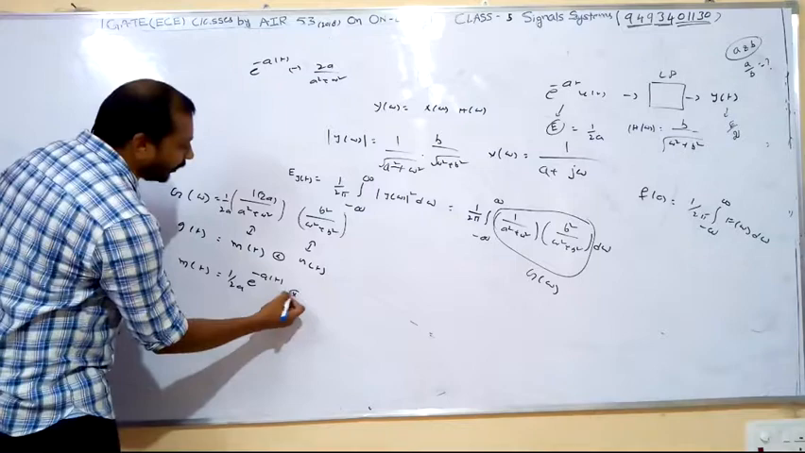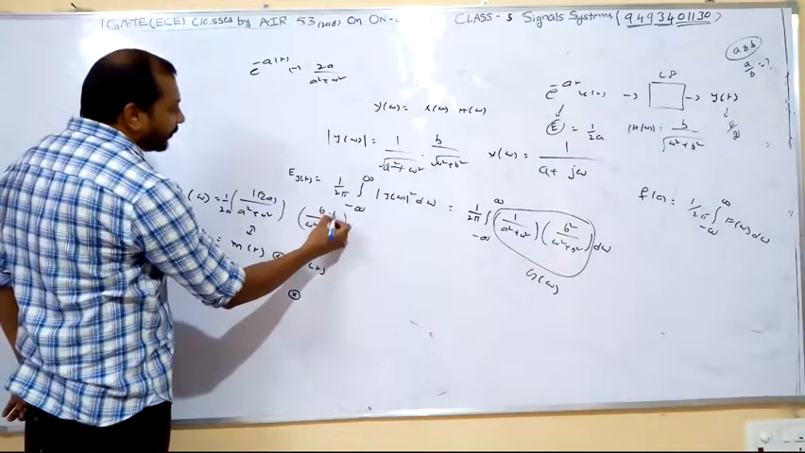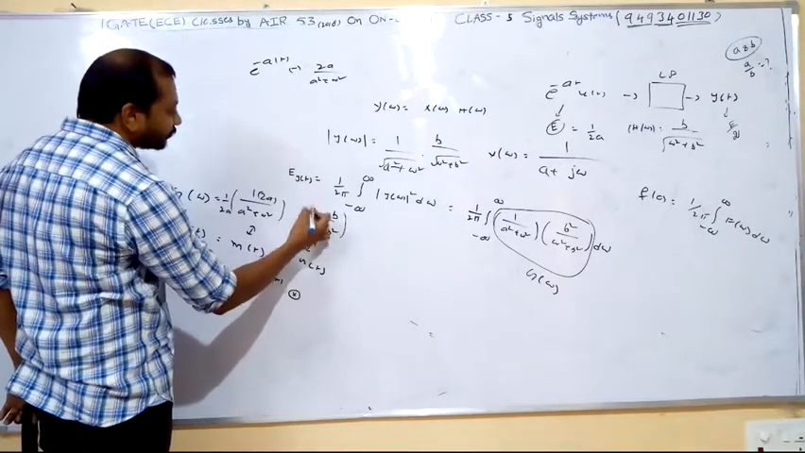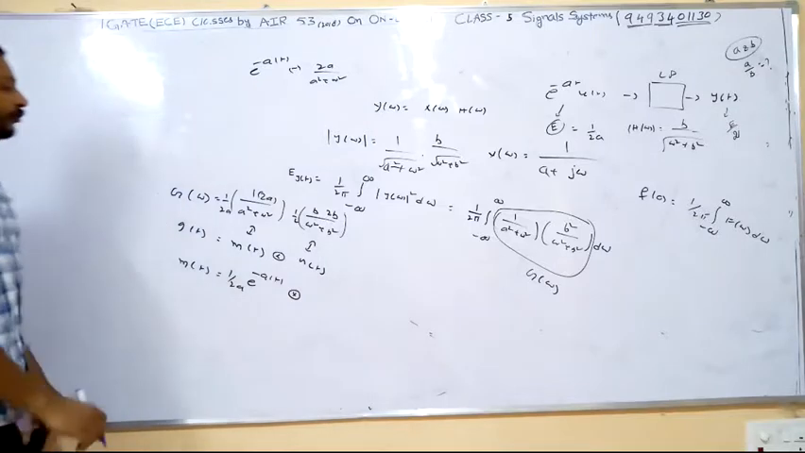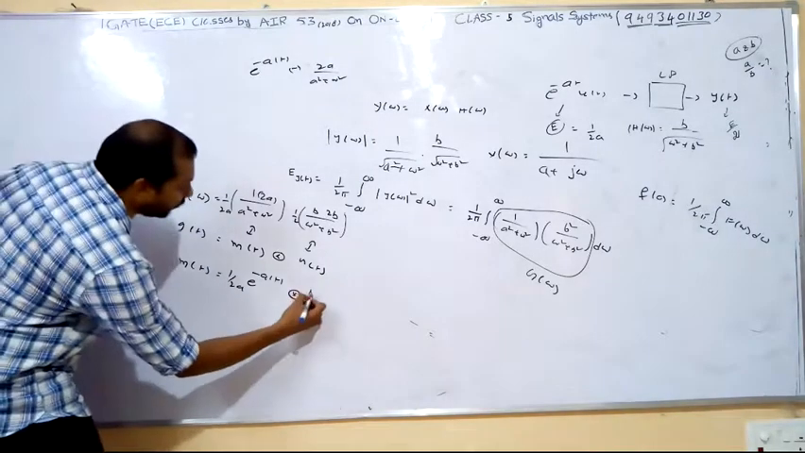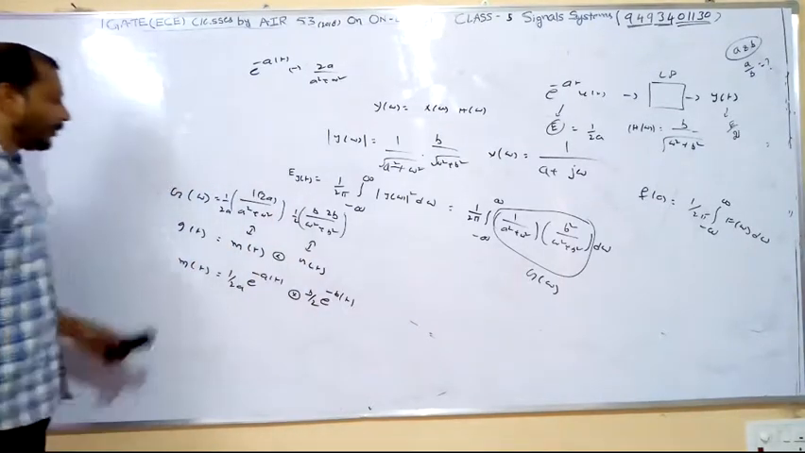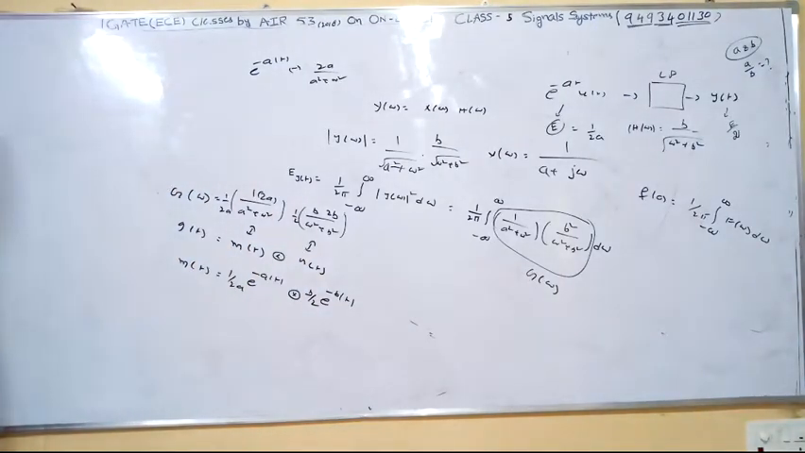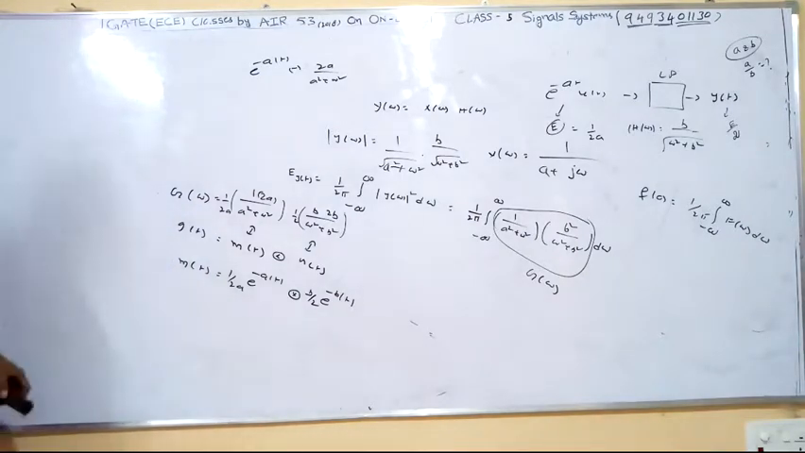Coming to this one, what about this n of t? This n of t is also looking like this only. Separate this as two parts, b into b. One b I am writing here, and multiply and divide with 2. So this can be represented as b by 2, e to the power minus b mod t. Already we have m of t, and g of t is the convolution of 1 by 2a e to the power minus a mod t and b by 2 e to the power minus b mod t.